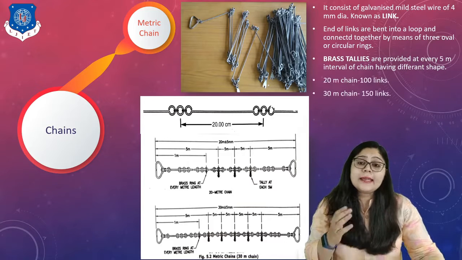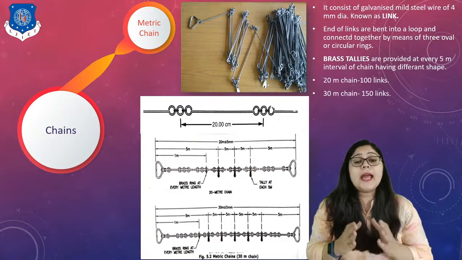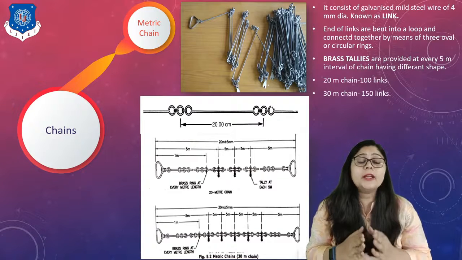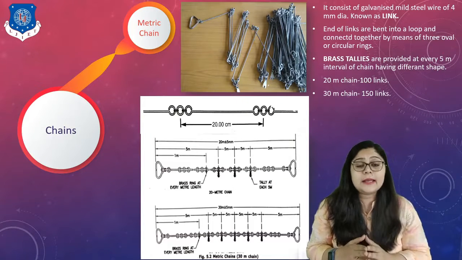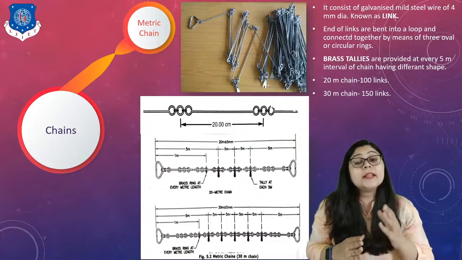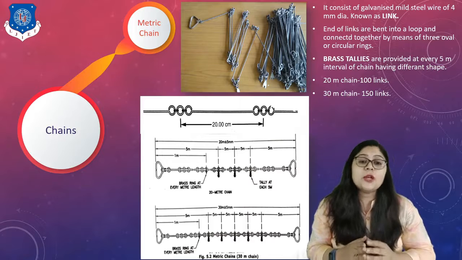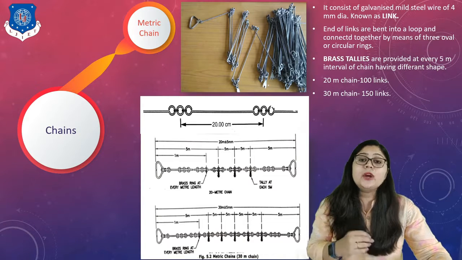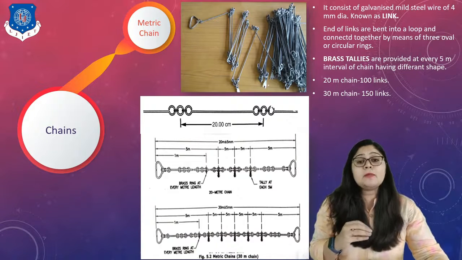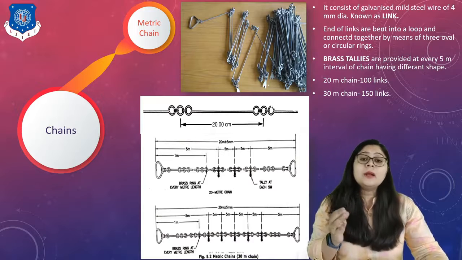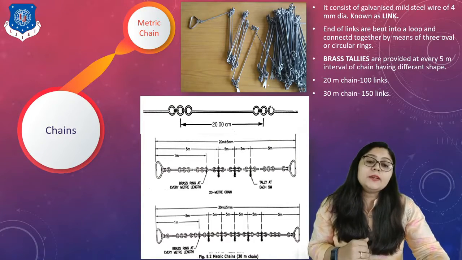So here I can say that a 20-meter chain having 20 centimeters per link means 100 links are there. And a 30-meter chain having 30 centimeters per link contains a total of 150 links. So that is all for this kind of metric chain. And please keep in mind, when we go to the field, majorly metric chains are used.